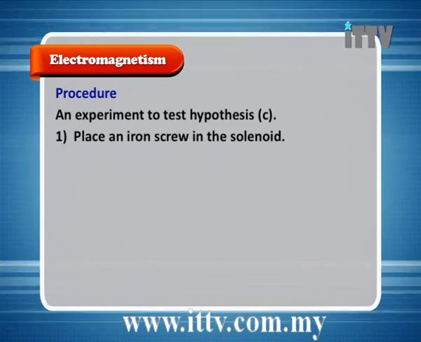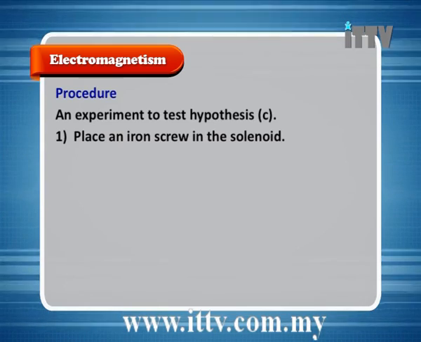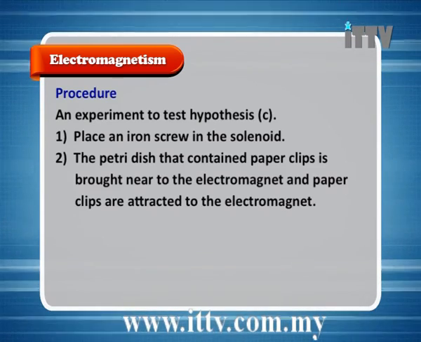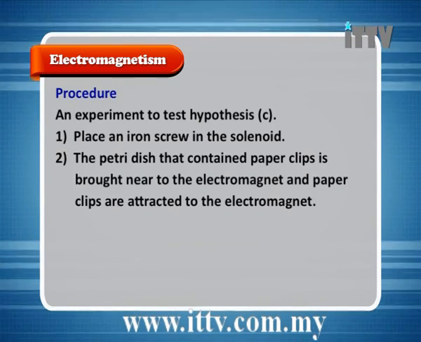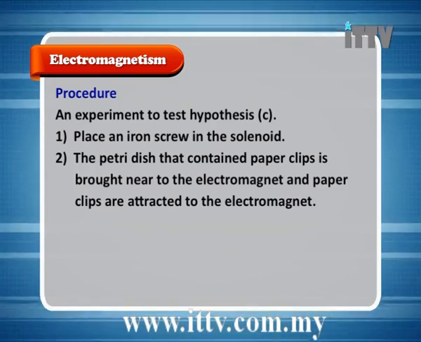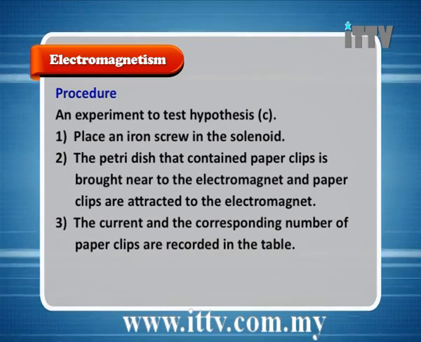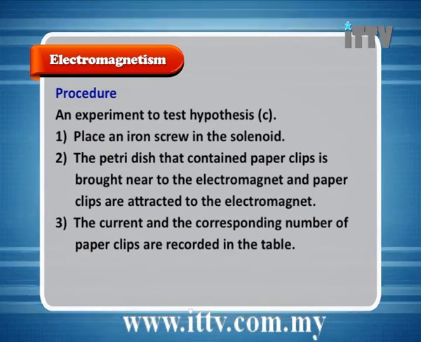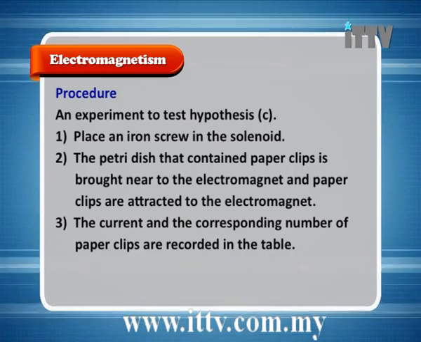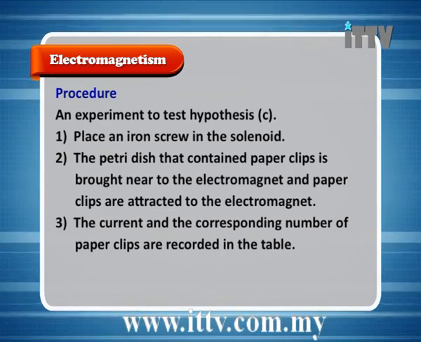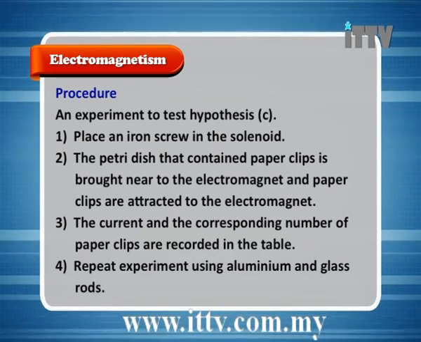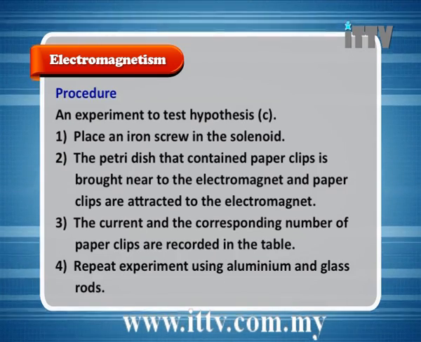Finally, for hypothesis C, place an iron screw in the solenoid. The petri dish that contained paper clips is brought near to the electromagnet and the paper clips are attracted to the electromagnet. The current and the corresponding number of paper clips are recorded. Repeat the experiment using aluminium and glass rods.